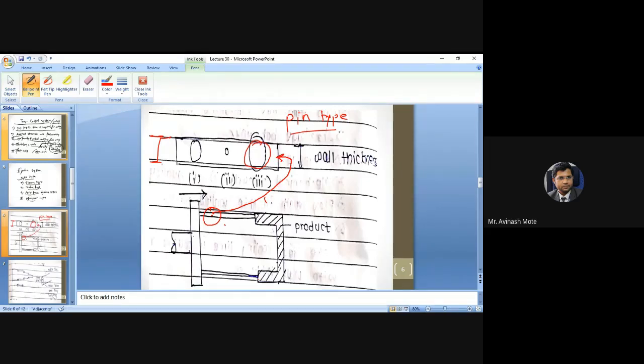Suppose this is the mold wall thickness. Just take a simple example, and I am using a small size pin. What will happen when it tries to go inside this mold? It may try to buckle or deflect, because the wall thickness is more and the size of the pin is very small. So try to keep the diameter the same as the wall thickness. That's the intention to discuss here. So this is the pin type ejection system.